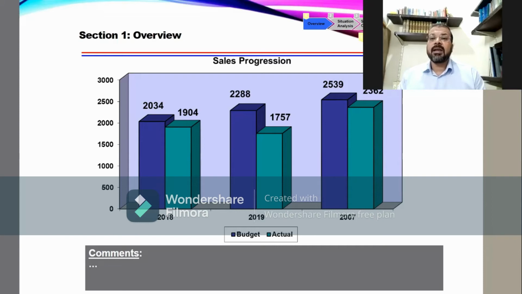For example, in 2018, 2019, 2020, you had specific budgets, which are written in blue, and then you have specific actual achievements. By this, you can see whether we were achieving the budgets or not. What is the growth of the product? In which particular year did the product grow? In which particular year did the product decline? And then you again highlight your inferences from this.